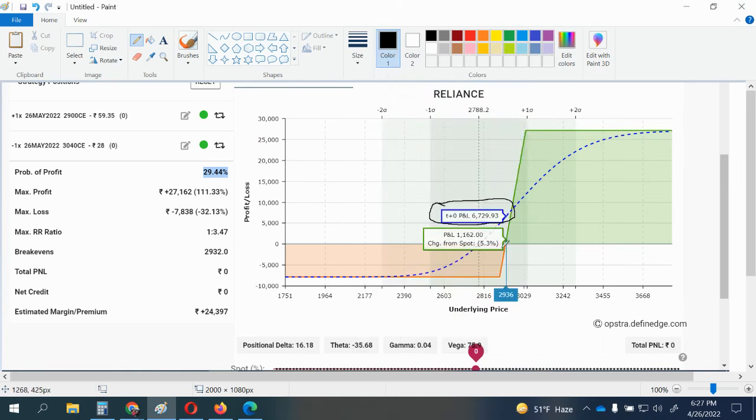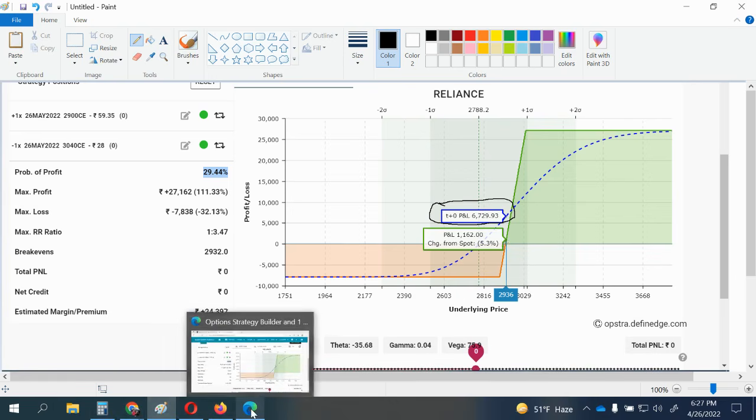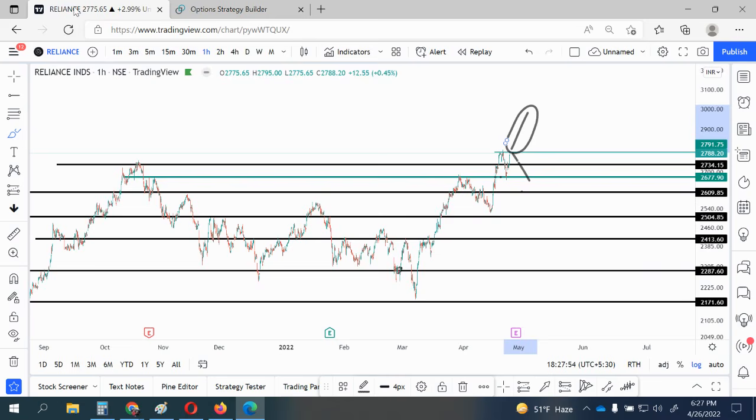Debit spread has the potential of giving you very good profit. You can't even imagine. It will give you too good a profit, but you should be very, very good at identifying the trend. So you should know where exactly to enter for the debit spread. I'll give you 2 to 3 examples. It doesn't make any sense for someone to enter the call debit spread here, because Reliance is taking a resistance.